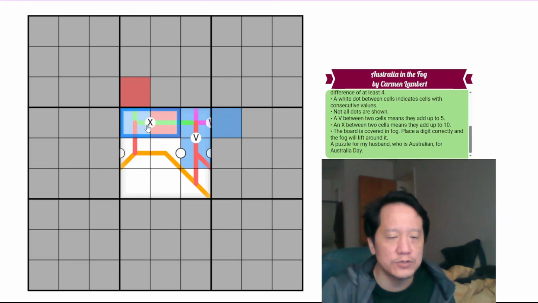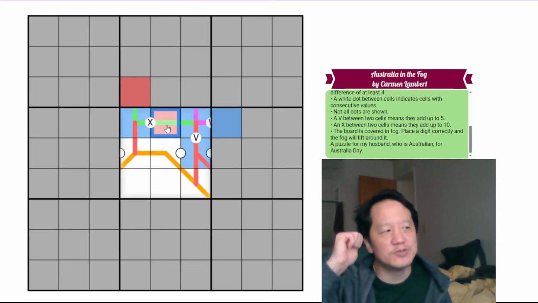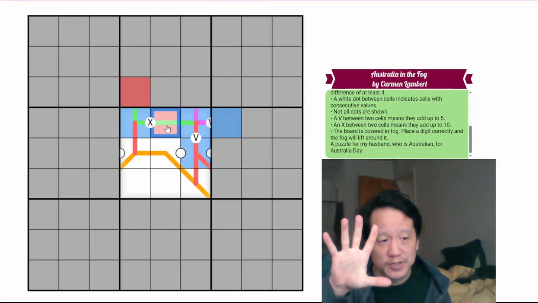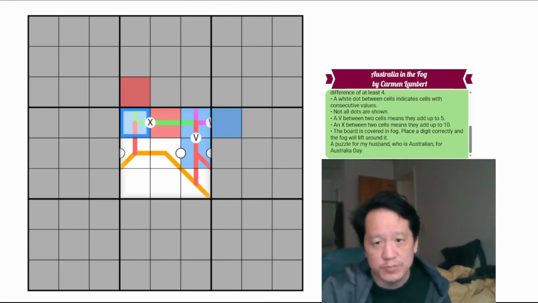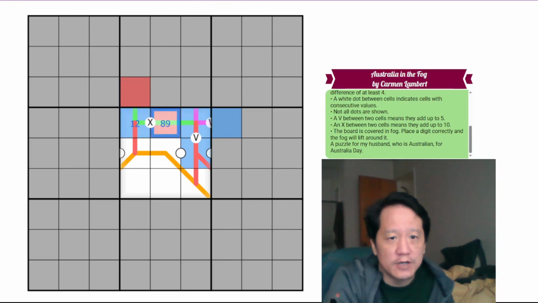Well, the only digits which add up to 10 and have to be at least 5 or more apart from each other are 1 and 9 and 2 and 8. So this has to be 1, 2 with 8 or 9 here. Therefore, this has to be 1 through 4 here, 1 through 4 here.